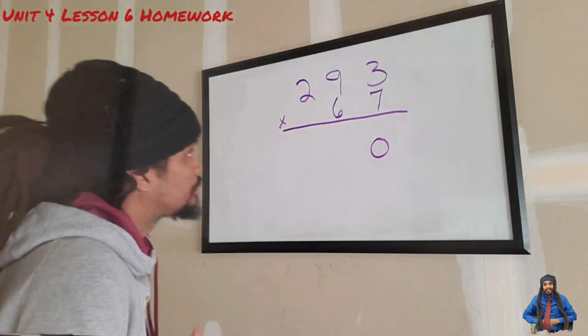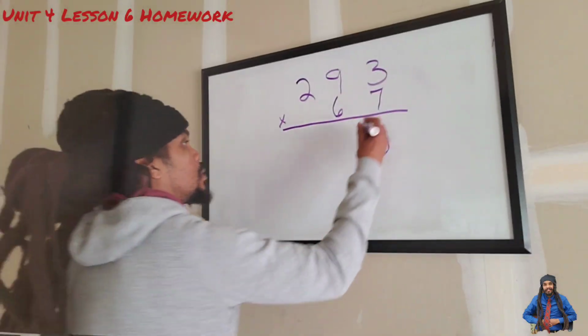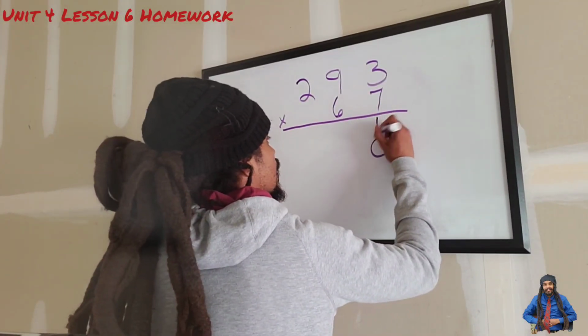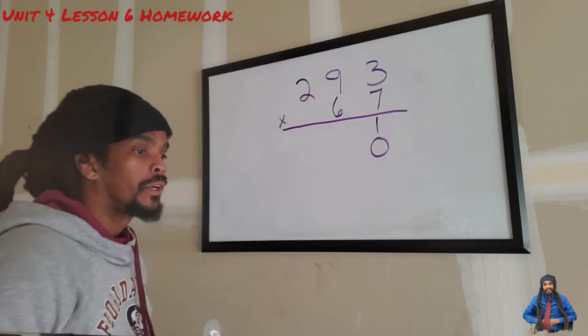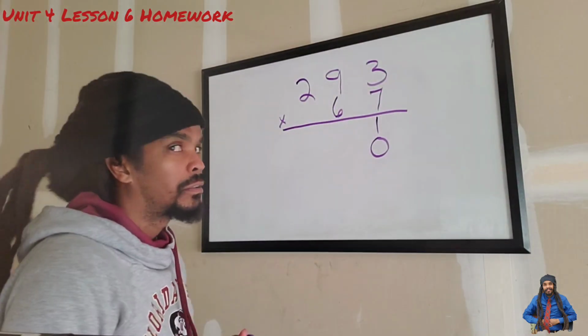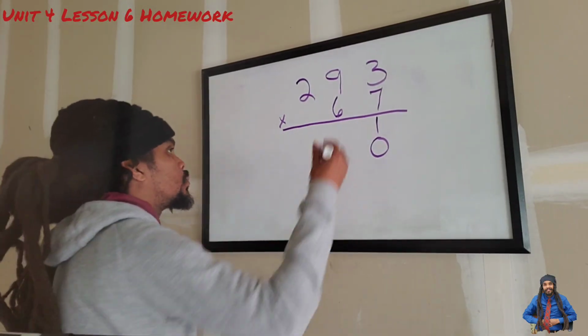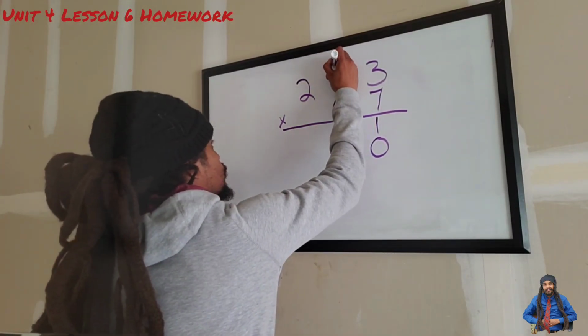Okay, let's go. So we got our ones place. 7 times 3 is 21. I've already worn out the Drake 21 Savage joke, so I'm not going to say it. Never mind. 7 times 3 is 21. We'll drop our 1, raise our 2.